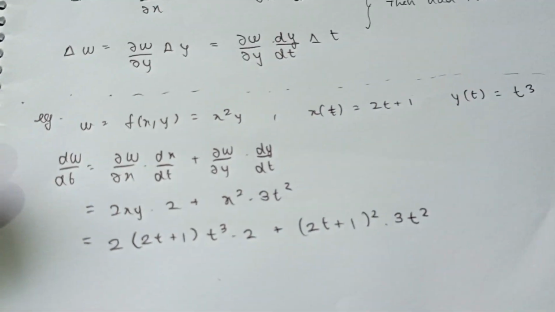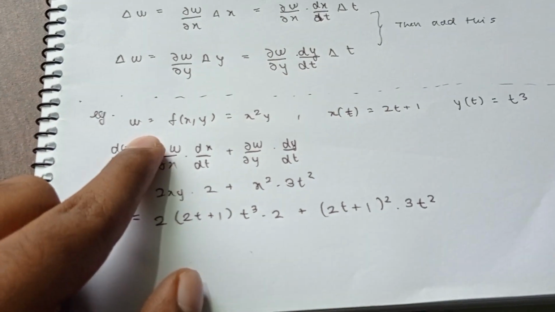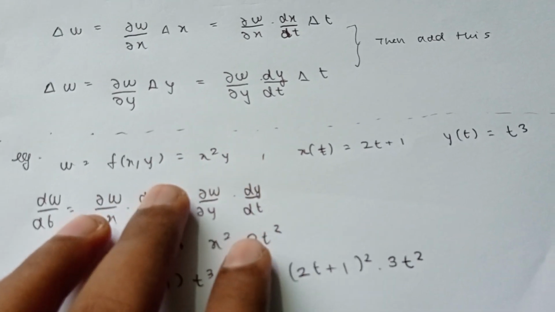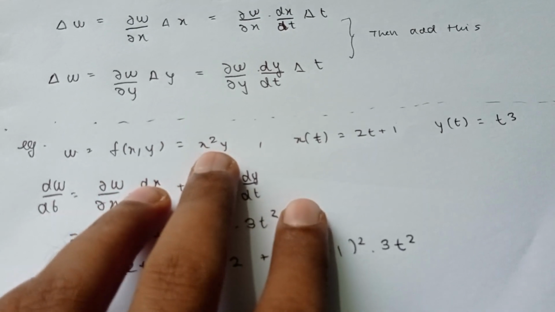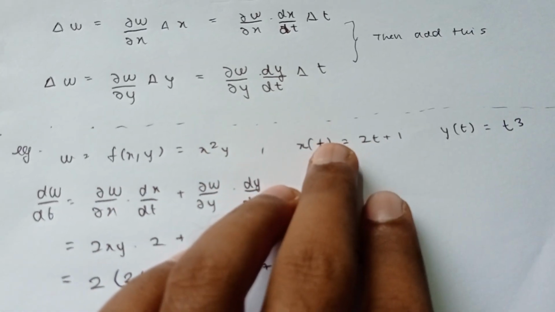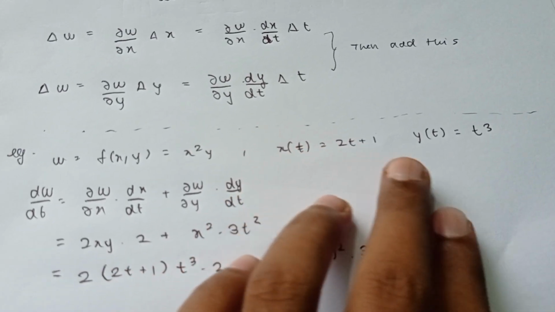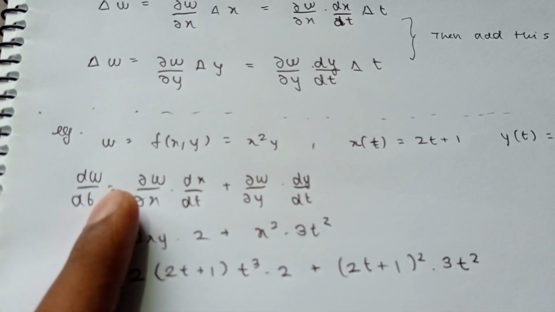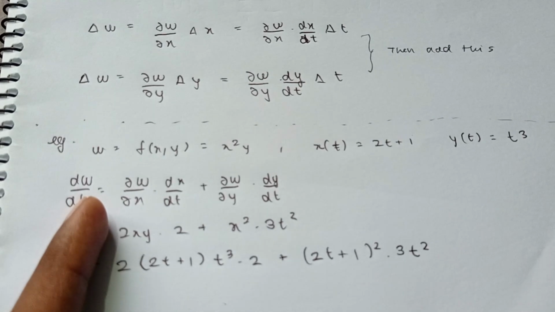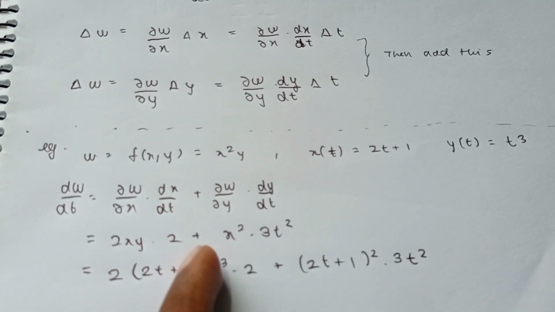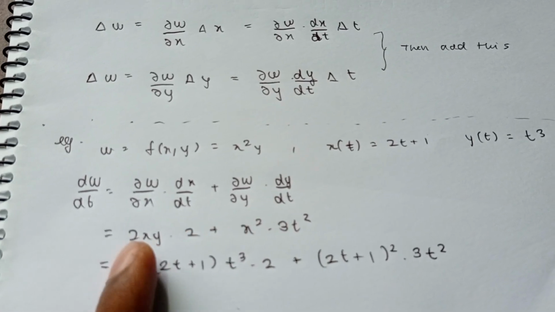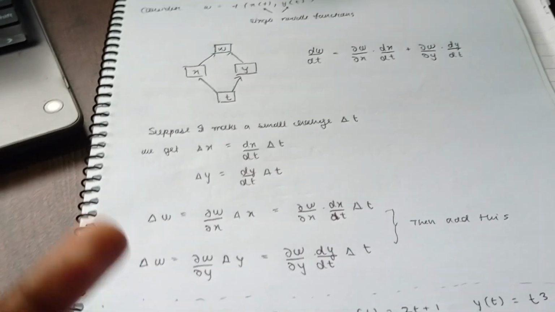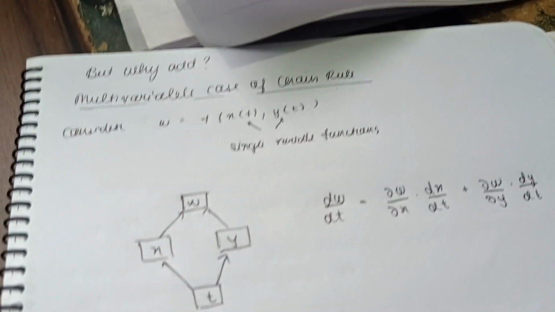Here's an example that would solidify your understanding. Let's consider w, an equation that is dependent upon x and y, and our equation is x squared y. x is dependent on t as 2t plus 1, and as we calculated above, when you put the values in, you get this, and then you put in the value of x and the value of y. This is the final equation that we get. So that was the multivariable case for the chain rule.